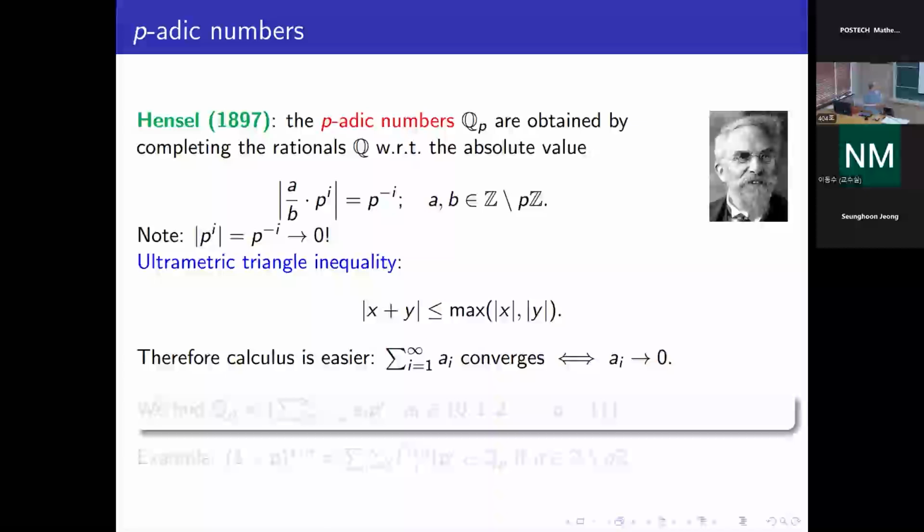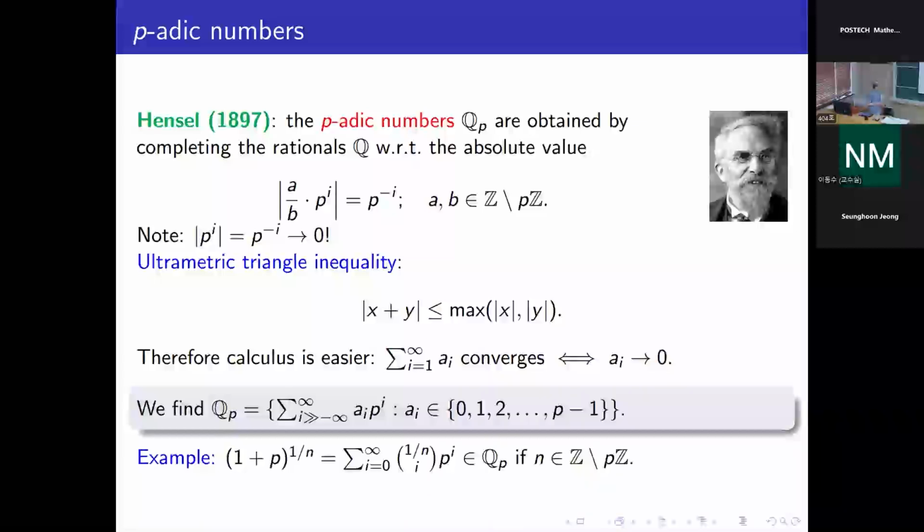But this stronger version of the triangle inequality means that everything becomes easier than for the real numbers. For example, just to give one example, a series converges now if and only if the ith term goes to 0. We know in real analysis the implication only goes one way, but now the nice thing is here it goes both ways, which makes analysis much easier.